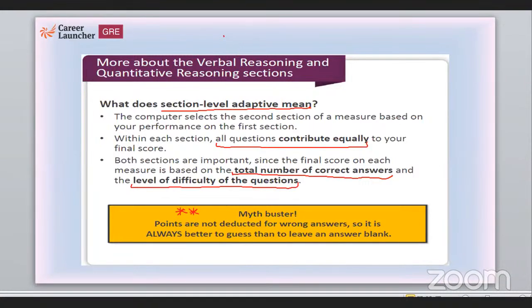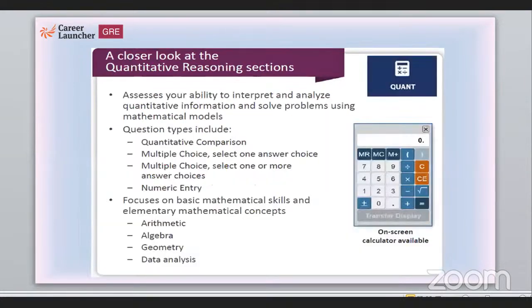Okay. Now let's move forward. Let me show you a few more things. You see, in quantitative reasoning particularly, we have questions in 4 different formats. One is quantity comparison questions, then multiple choice questions with a single answer choice, then multiple choice questions with more than one answer choice, and the last one is numeric entry, for which you will not be given any options as such. You have to write down the final answer in the space.